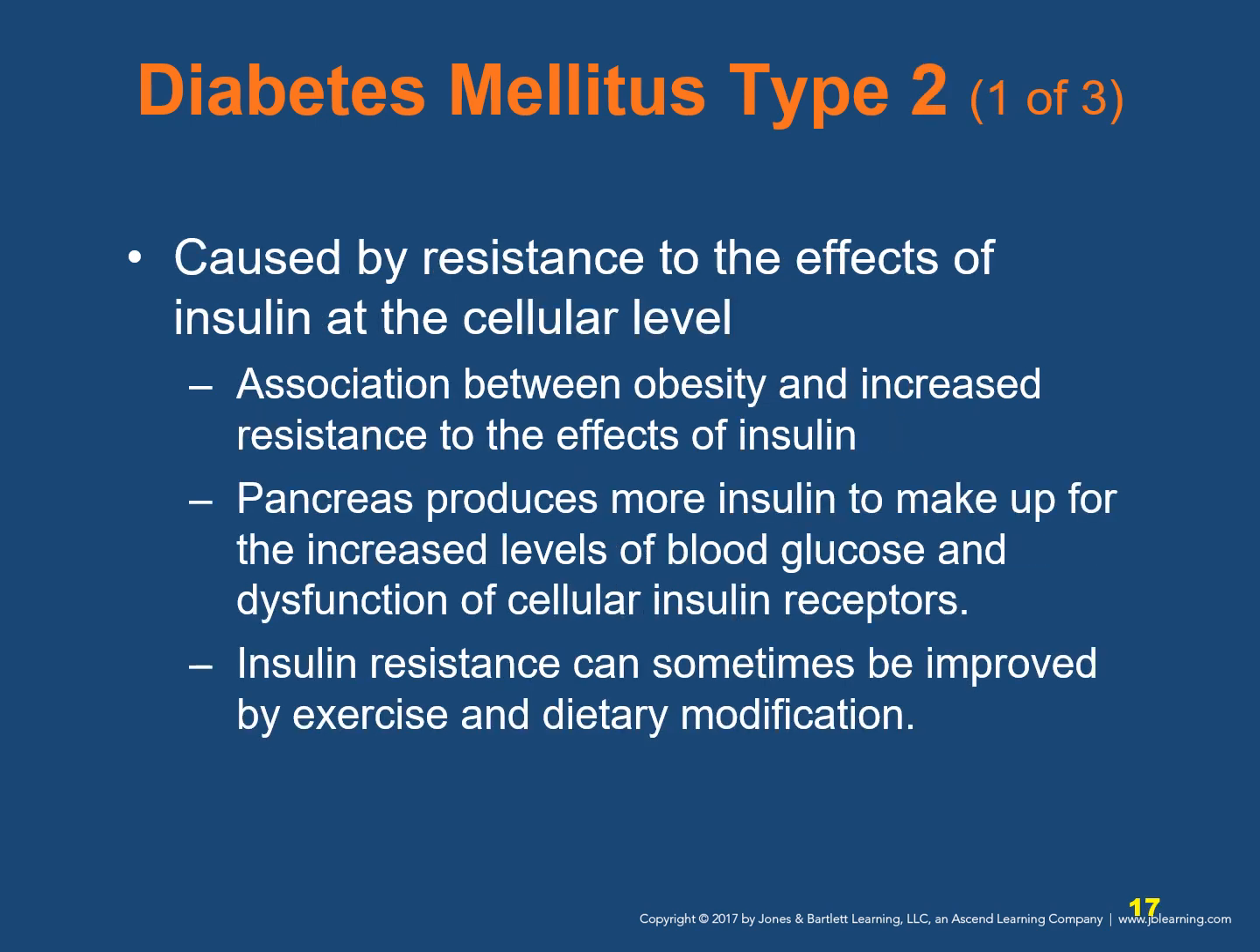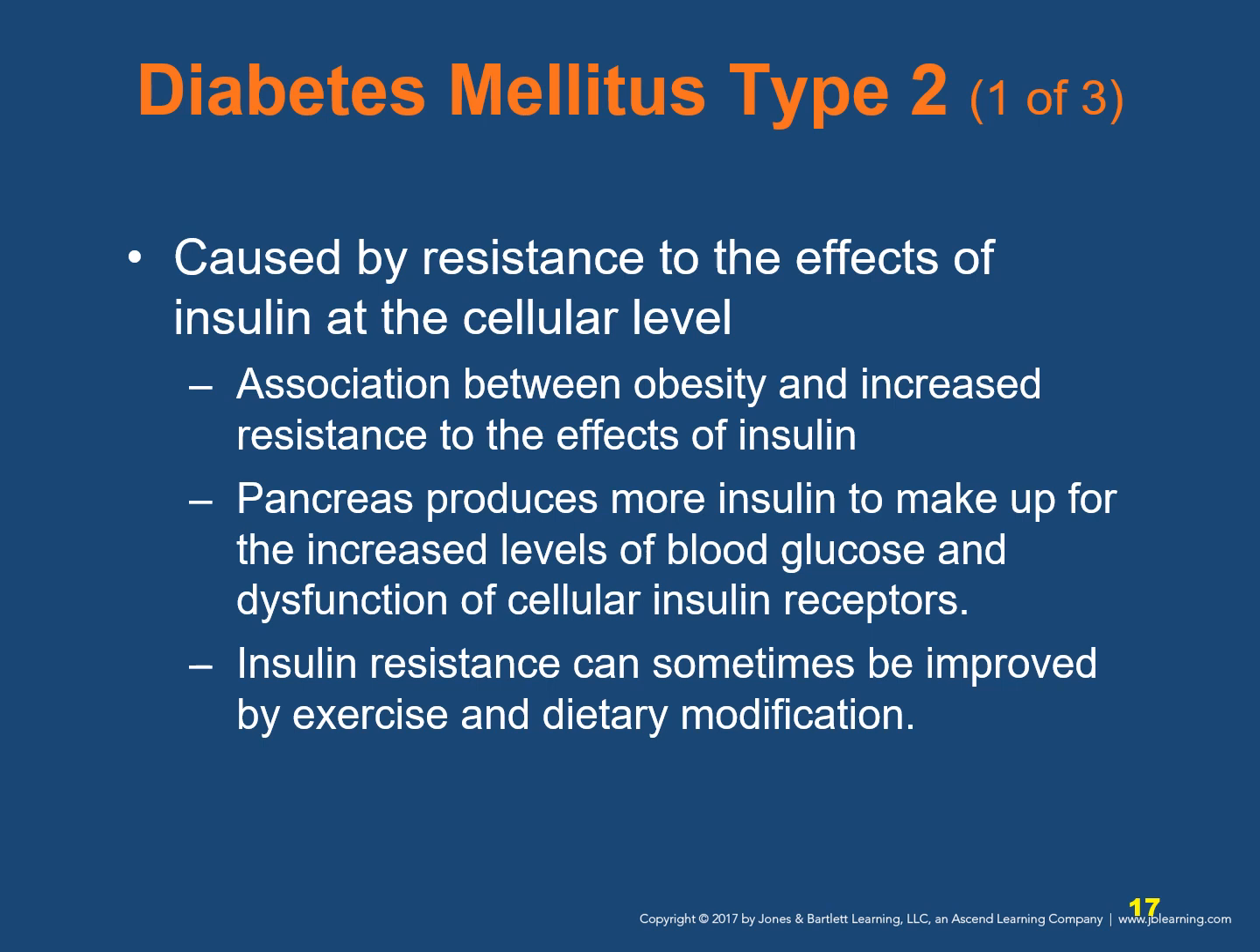Now let's talk about diabetes mellitus type 2. This is caused by resistance to the effects of insulin at the cellular level. There is an association between obesity and increased resistance to the effect of insulin. The pancreas produces more insulin to make up for the increased level of blood glucose and dysfunction of cellular insulin receptors. The response then becomes inefficient.